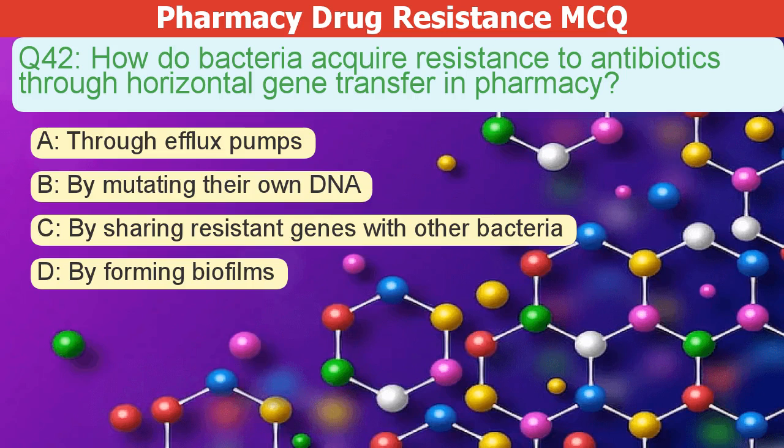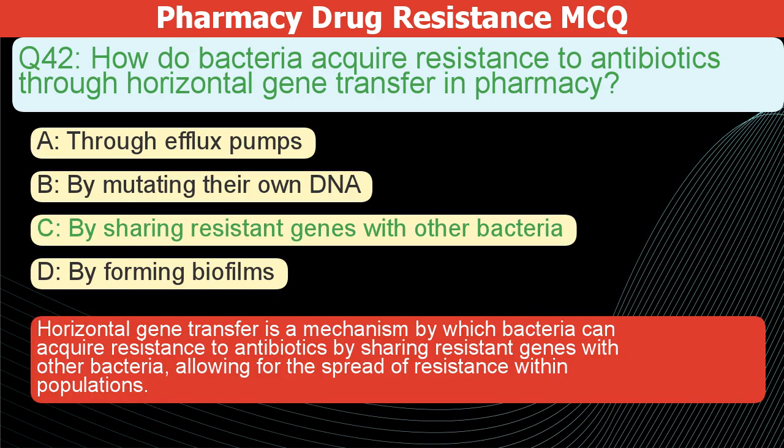How do bacteria become resistant to antibiotics through horizontal gene transfer in a pharmacy setting? A. Through efflux pumps. B. By mutating their own DNA. C. By sharing resistant genes with other bacteria. D. By forming biofilms. The correct answer is C. Horizontal gene transfer lets bacteria share antibiotic resistance genes. This spreads resistance through populations.